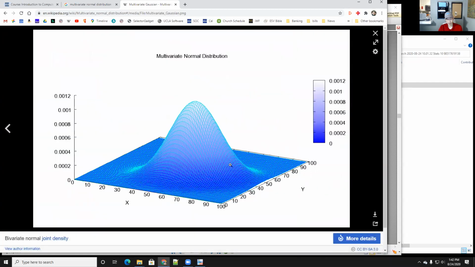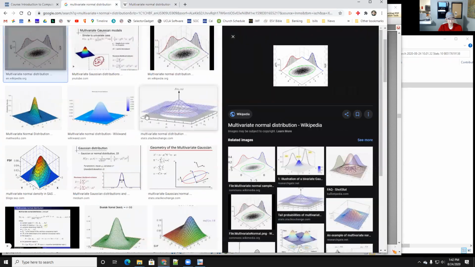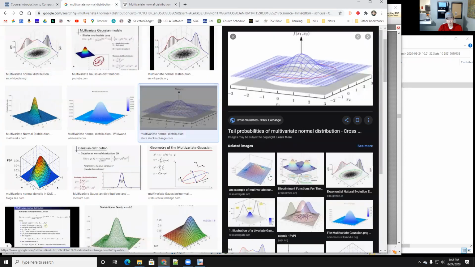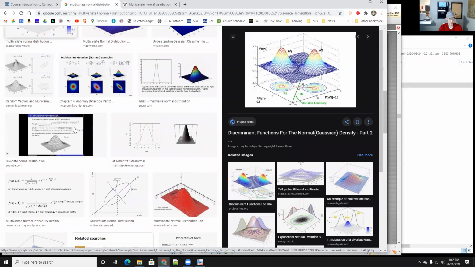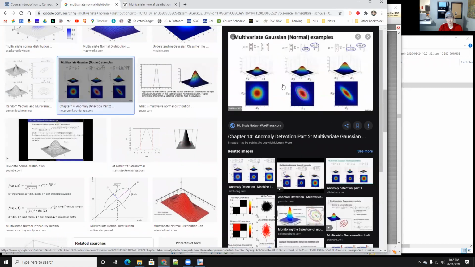If you create a joint plot, it looks kind of like a hill. This is two separate normal distributions. Let me see if there's another. Here's one where there's no correlation, and there's negative correlation, and this is stronger negative correlation, and the ellipse just gets more and more pronounced.